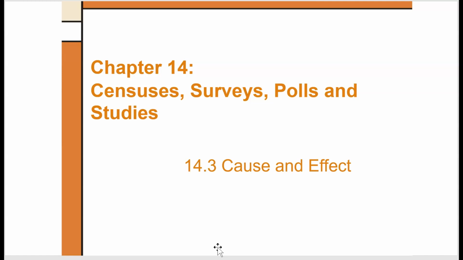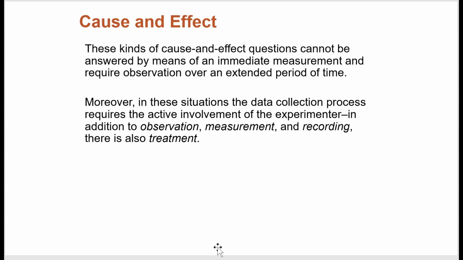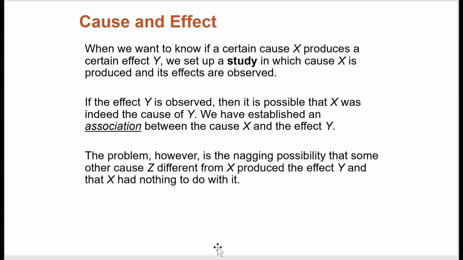Finally, we want to talk about cause and effect. A different type of data collection is needed when we're trying to establish connections between cause and effect. So does taking a math class increase your chances of getting a good job? We're trying to see if there's a relationship between the two actions. They can't really be measured by answering a question. This is something that you want to watch over time. So these kinds of studies are a little bit different. We're looking for a relationship and association between X and Y.